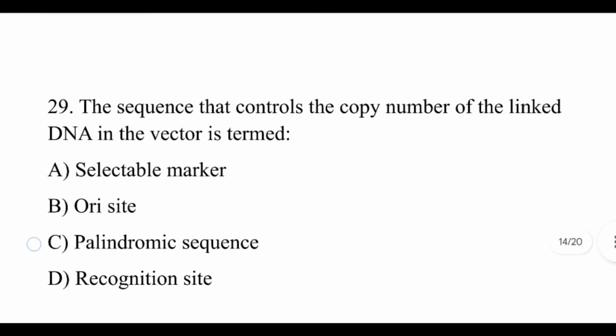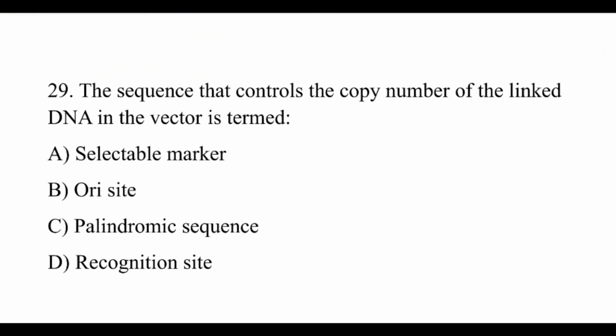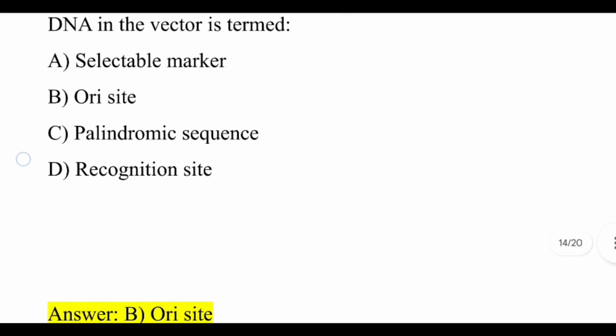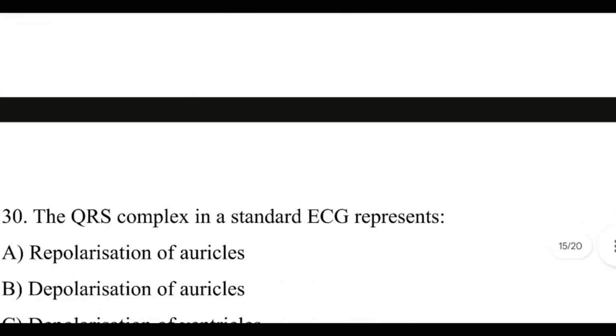Next, 29th question. The sequence that controls the copy number of the linked DNA in the vector is termed option A, selectable marker. Option B, ori. Option C, palindromic sequence. Option D, recognition site. The correct answer is option B, ori.